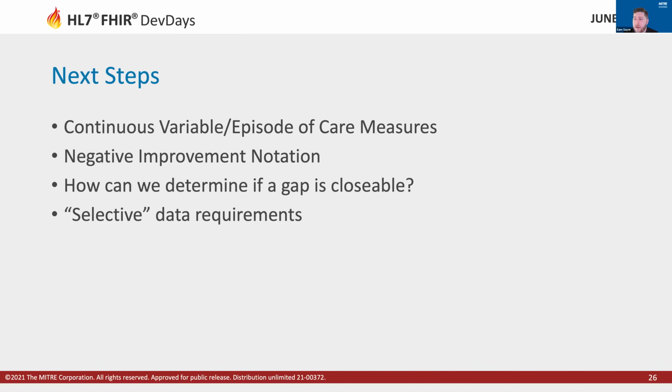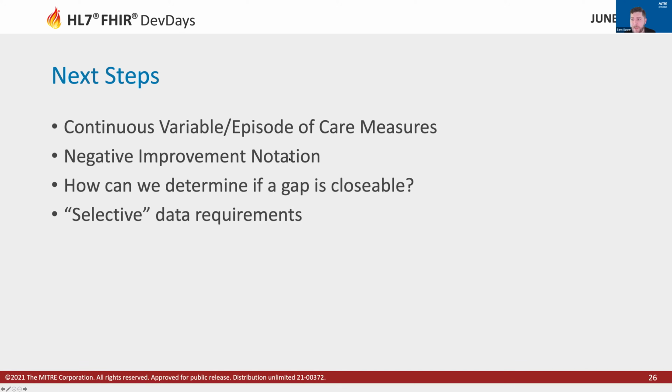And so for us, our next steps, figuring out how to represent care gaps for a continuous variable measure. So for a continuous variable measure, something like average discharge time for an emergency department, where there's like a single value that you're looking at rather than like a numerator denominator fraction. And then episode of care measures, where you're looking at things that happen during an actual encounter with the physician.